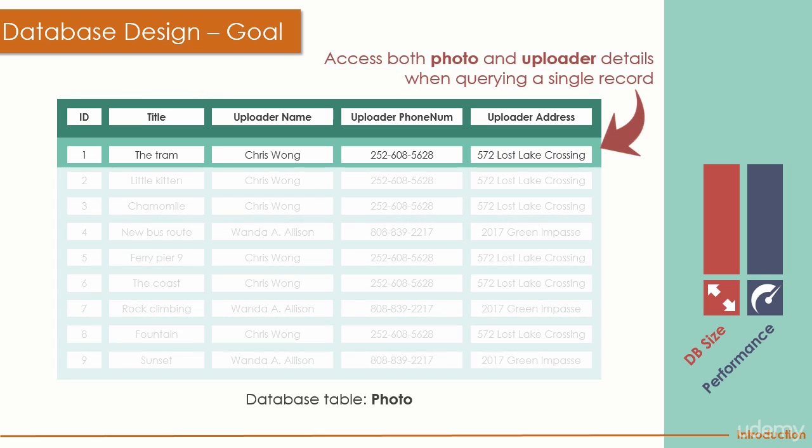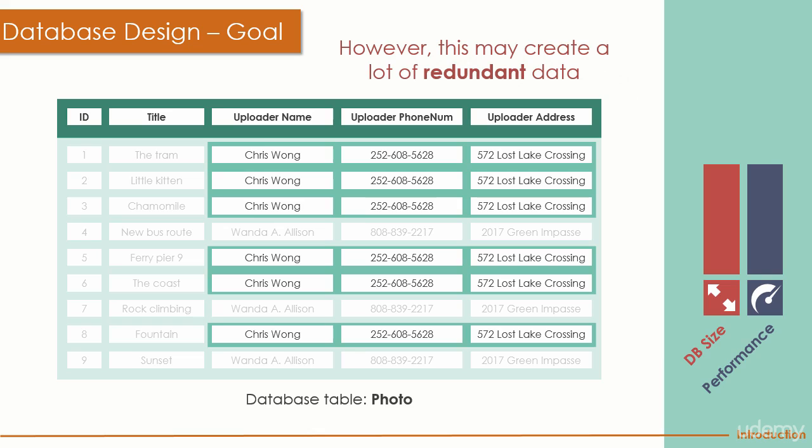The benefit is when you want to load the photo, you just need to run a single query on the database, no join, no extra select. You get the upload information together with the photo. But the problem is you may create a lot of redundant data, like you have a lot of Chris Wong, along with all other duplicated data.